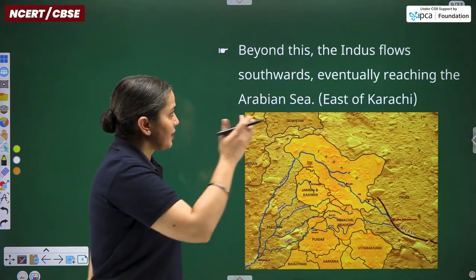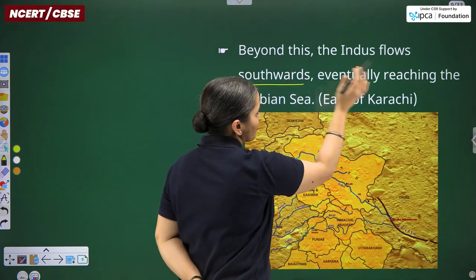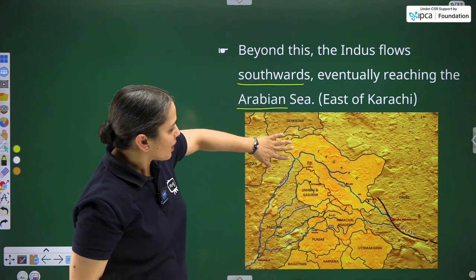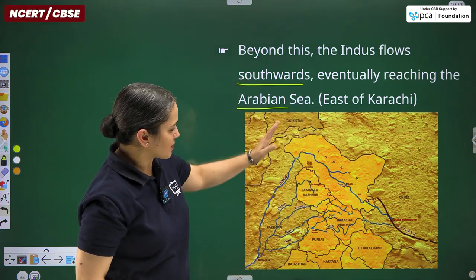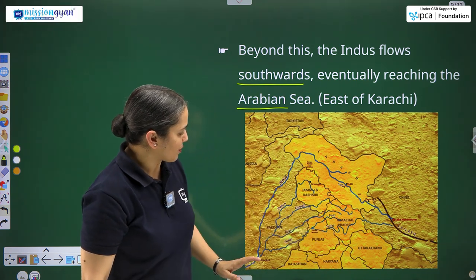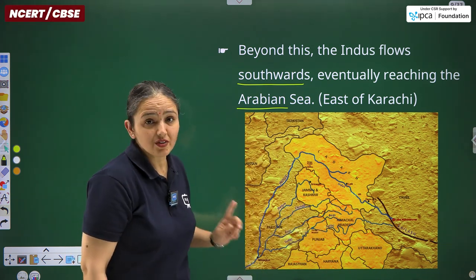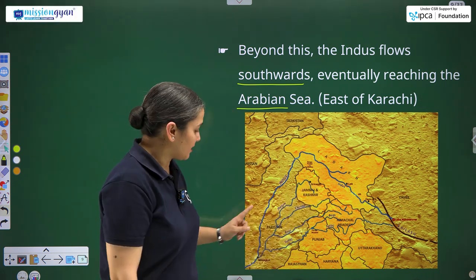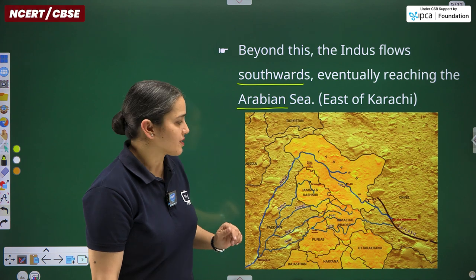Beyond this, the Indus flows southwards, eventually reaching the Arabian Sea. As it enters Pakistan from this region itself, you can see the 5 tributaries are also coming over there that are giving their water to the Indus River itself. They do give their combined water inlet in the Indus at Mithankot itself.